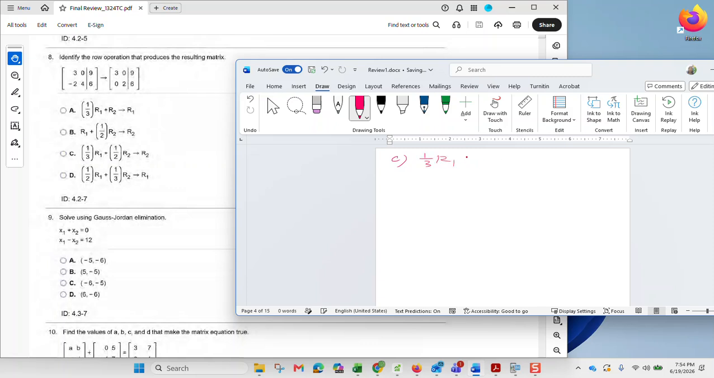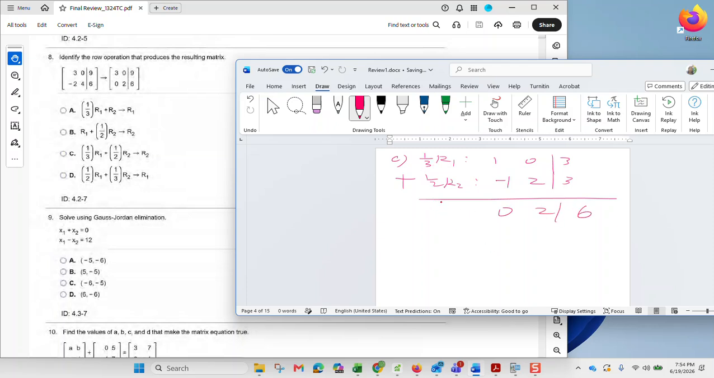1/3 of row 1. So we're going to calculate 1/3 of row 1. So row 1 divided by 3, or multiplied by 1/3. So that'll be 1, 0, and 3, right? And then 1/2 of row 2. So row 2 divided by 2 will be negative 1, 2, and 3. So we add them together. Let's see what we got. We got 0, 2, and 6.